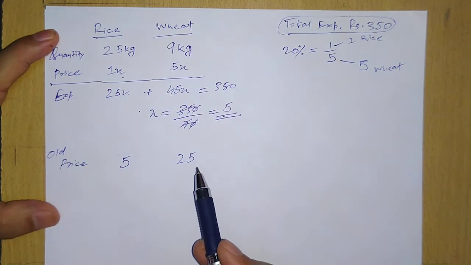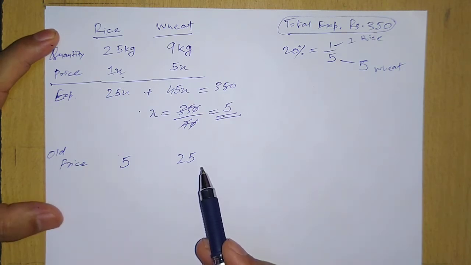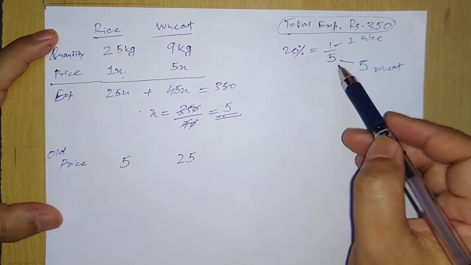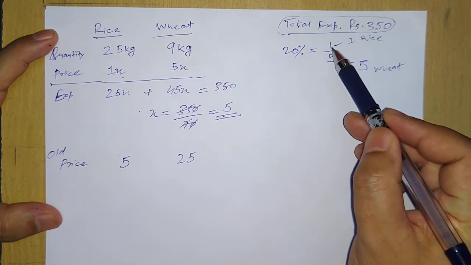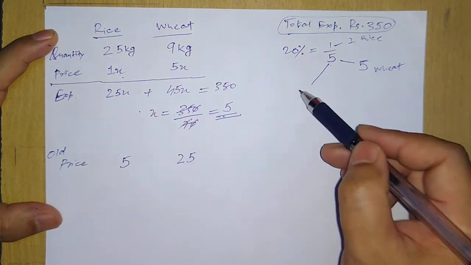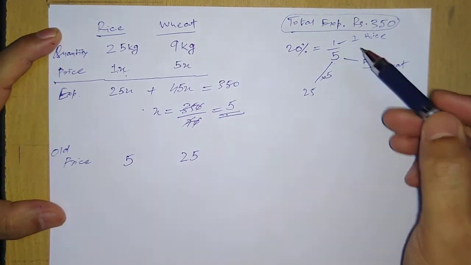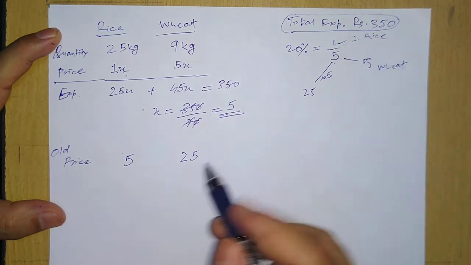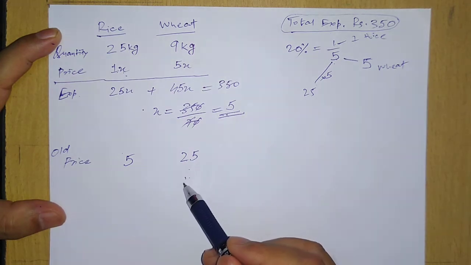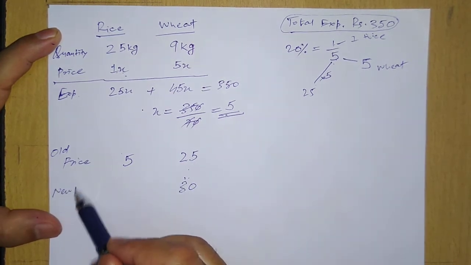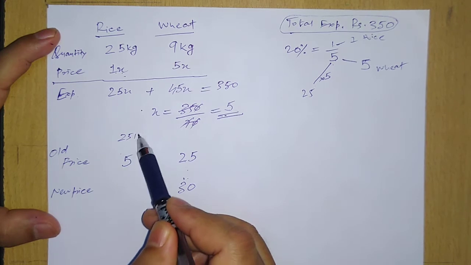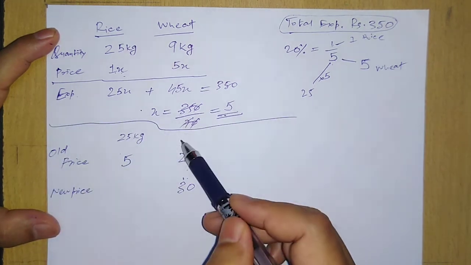Now in the question it says, if the price of wheat is increased by 20%, again 20%, if the earlier price was 5 units, now the price has been increased by 1 unit. Now this 5 is denoting how much? 25. So into 5. So this 1 unit will be 1 into 5. So 5 has been increased. So 25 plus 5 will give us 30. This is the new price. The quantity is the same, 25 kg and 9 kg.